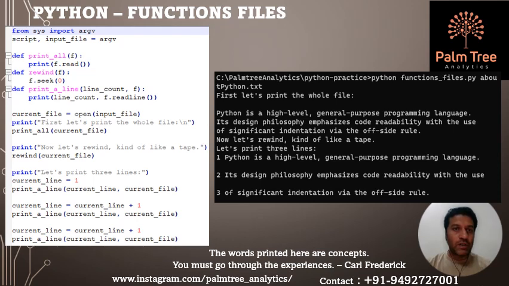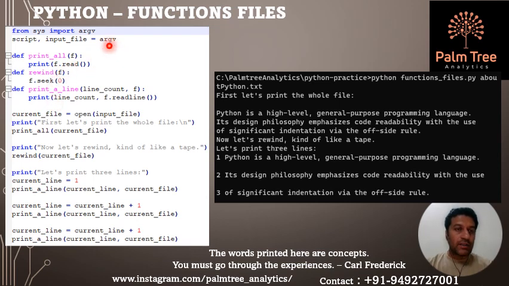Here we learn about files and functions. This code snippet contains three functions. In it we are opening a file, reading all of the file, and seeking back to the beginning of the file, and then printing each line, or whichever line we want to print. Three functions are defined like this.